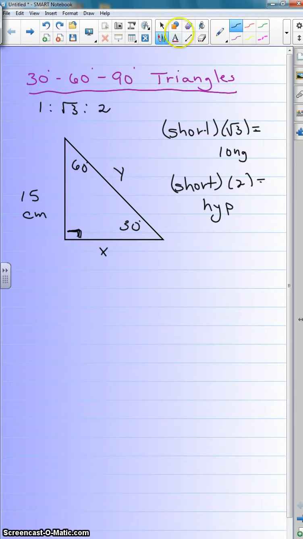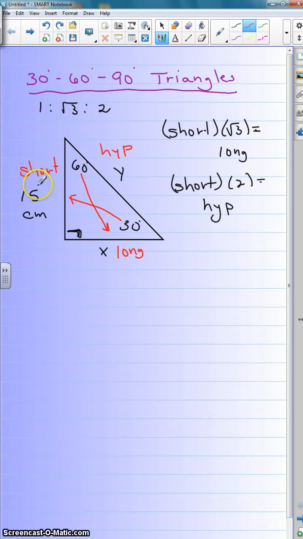The next question would be, where is the short leg located? It's always directly across from the 30-degree angle. Because the 30 is the smallest angle in the triangle, it's opposite the shortest side, so we call that the short leg. The long leg is always directly across from the 60-degree angle, and the hypotenuse is always directly across from the right angle.